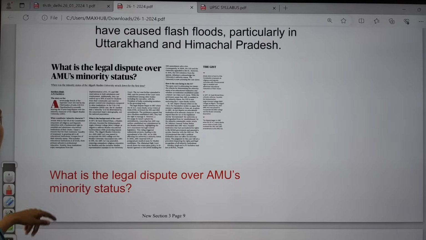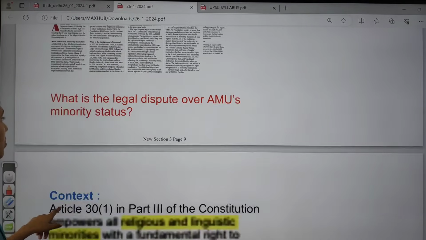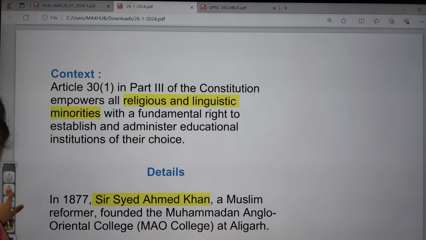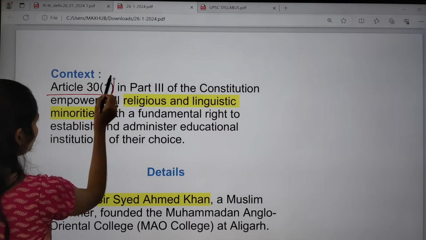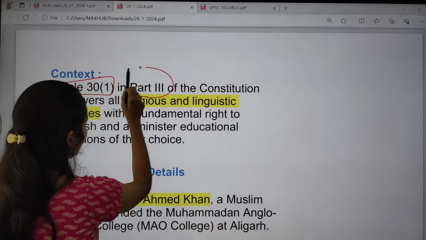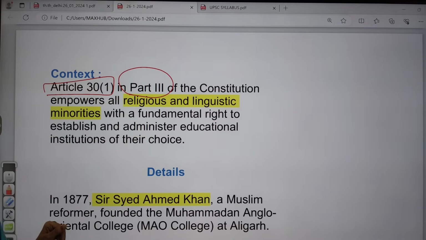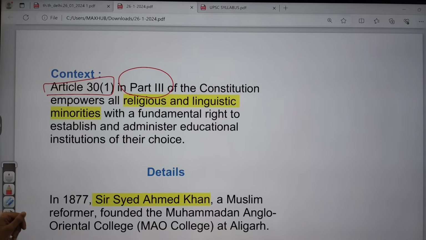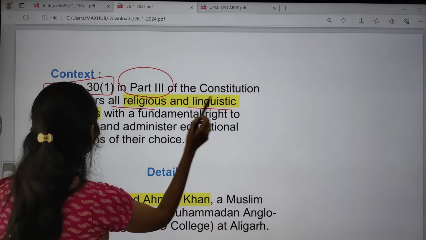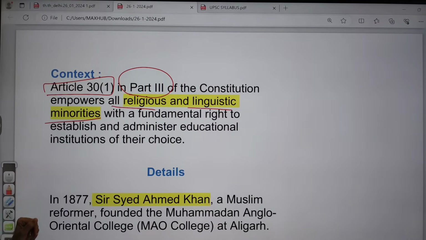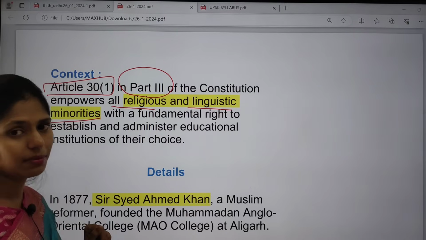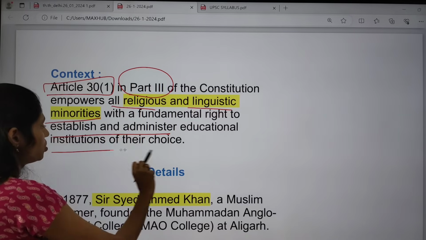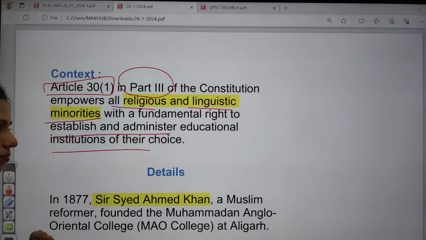And the next topic is about Aligarh Muslim University's minority status. So what is the context here? We have Article 30(1), which is present in Part 3 of the Indian Constitution. This Article 30(1) empowers all religious and linguistic minorities with a fundamental right. They have the fundamental right to establish and to administer educational institutions of their choice.